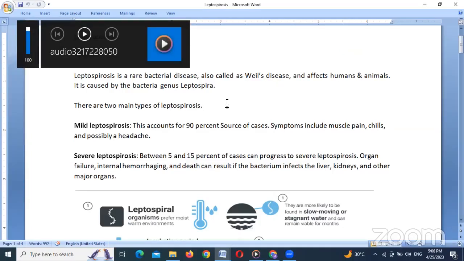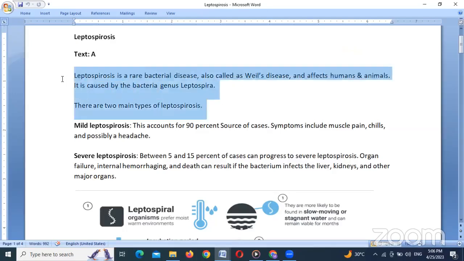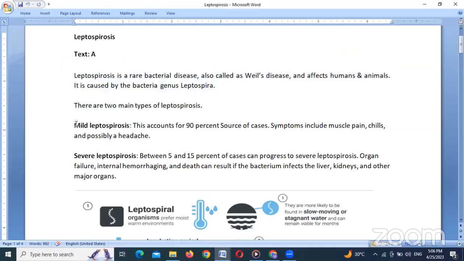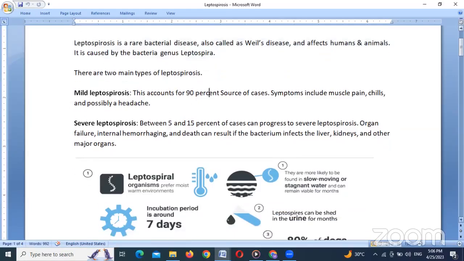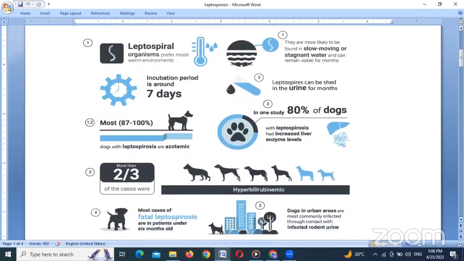In text A, what is included? Just quickly, please, because we have already done this yesterday. Sir, it's a bacterial disease and we see its main types, mild and severe. We don't need to go into the details of what is written in mild and severe, just the main things. Then we have one table here. This table is overall general information about leptospirosis, maybe like the life cycle.